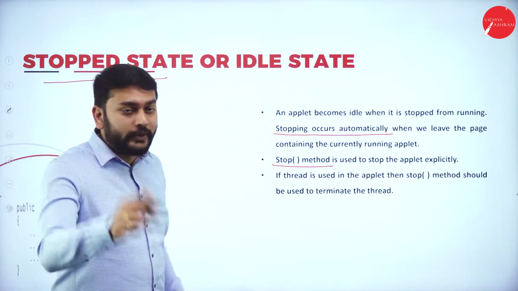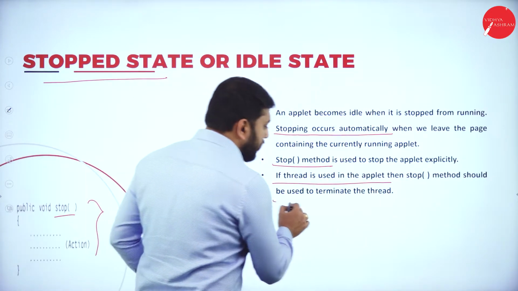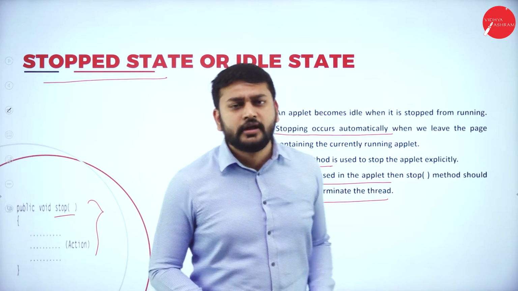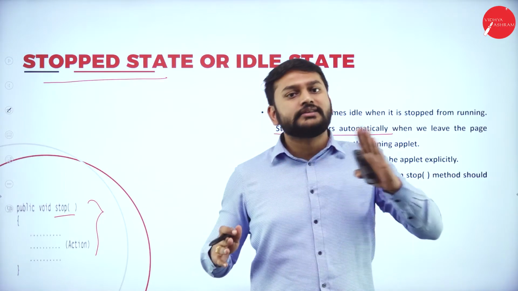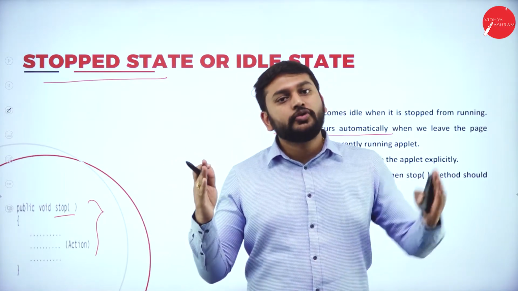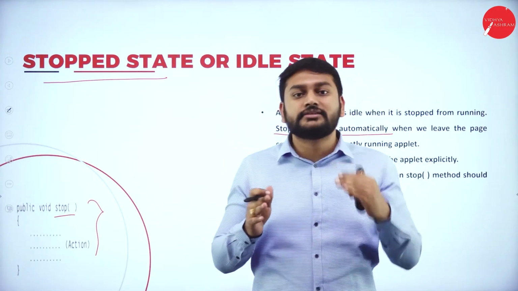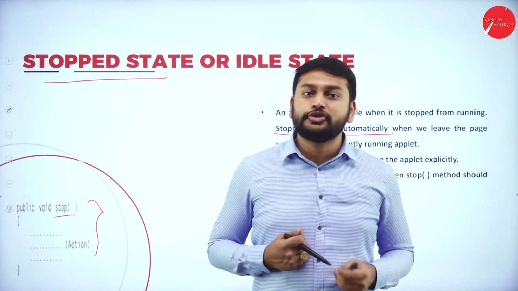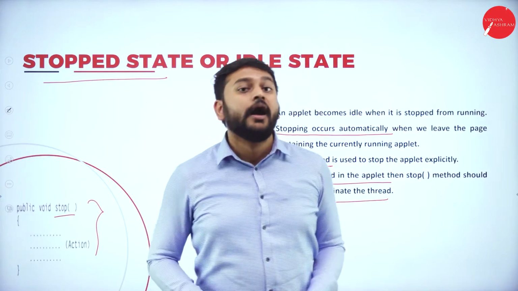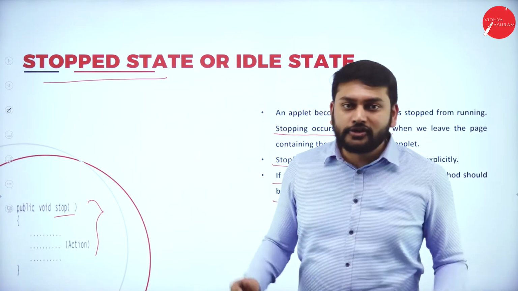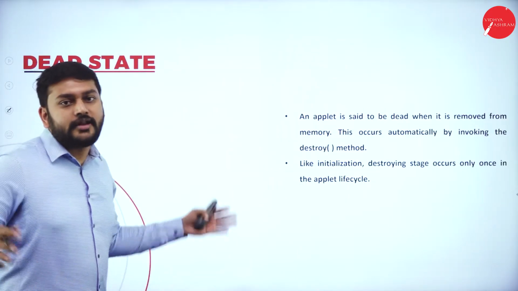And the last point, so please remember, if a thread is used in the applet, then the stop method should be used to terminate the thread. That's what you need to remember. Let me make it very simple and clear to all of you. Thread is different, applet is different. Suppose I'm using threads in your applet. If I want to stop the thread, or if I want to bring the thread to the terminate state, I have to use the method called stop to terminate the thread. So moving forward to the next state of our applet, that is going to be the dead state.